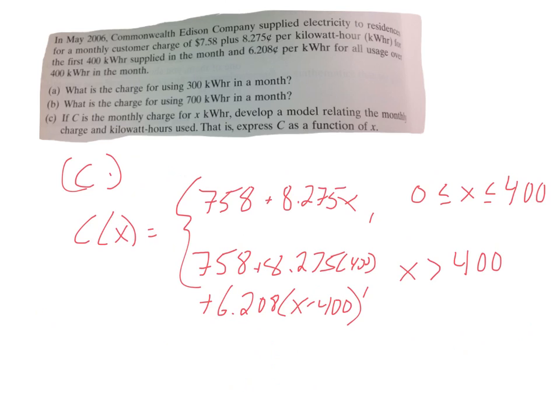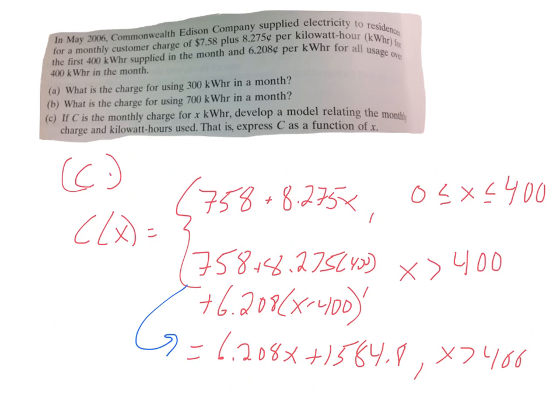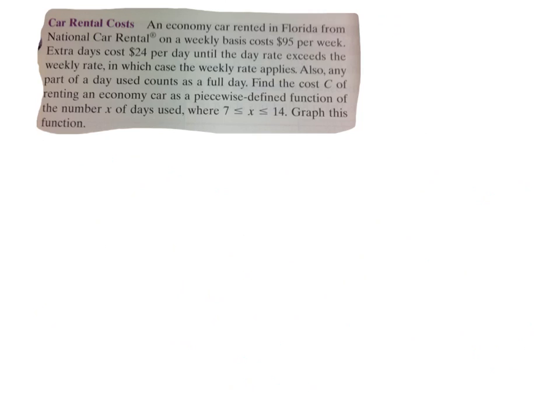You could also distribute the 6.208 here. And if you did a full simplification of this formula, you'll get 6.208x plus 1584.8 if x is greater than 400. Okay, so using what you know from the previous example, why don't you go ahead and take a crack at this word problem, and then we'll take a look at it.